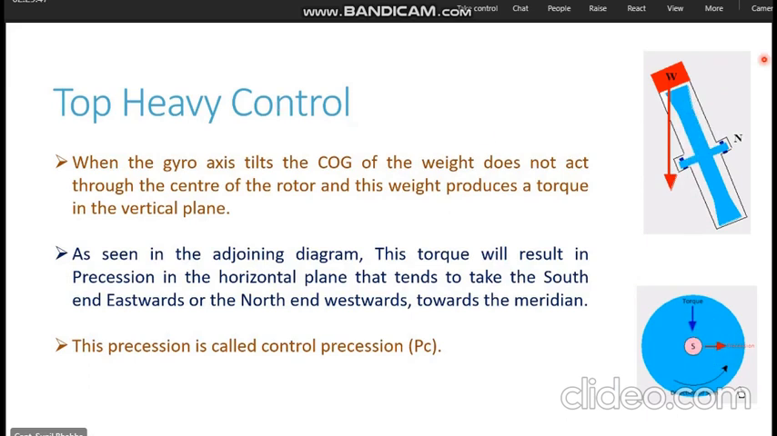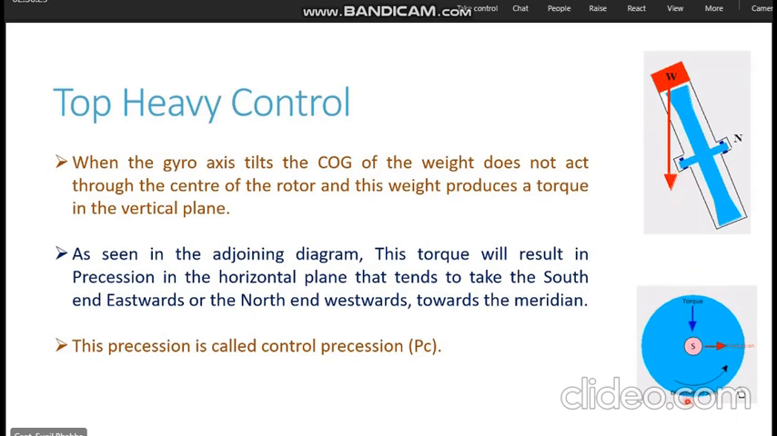Now please take your attention to this diagram on top. As soon as the gyro spin axis tilts upwards, you can now clearly see that the center of gravity of the weight does not act through the center of gravity of the rotor. And this weight now produces a torque in the vertical plane. And as you can see in this diagram, the torque is going to result in precession. And how is this precession going to act?